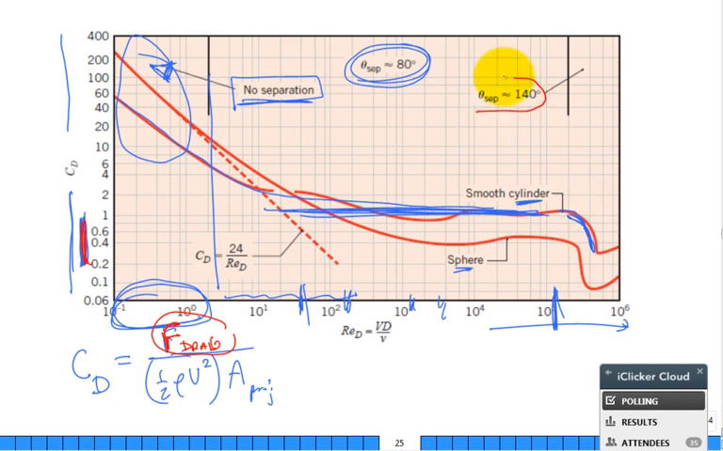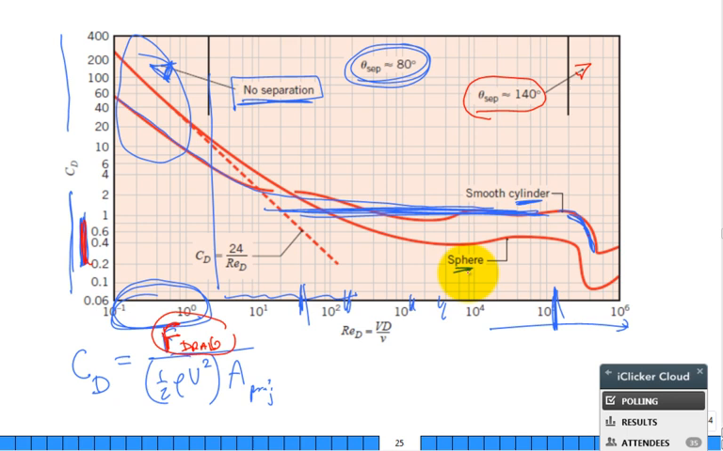And what happened right here? What are they saying? That separation angle went past 90 degrees. It went to 140. Smaller wake. And so what happened is the pressure in the wake region is still low, but it affects a smaller section of the backside of that cylinder. Hence, the net total drag force is lower.